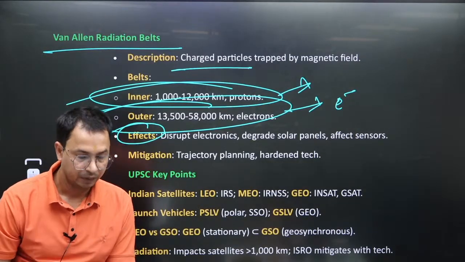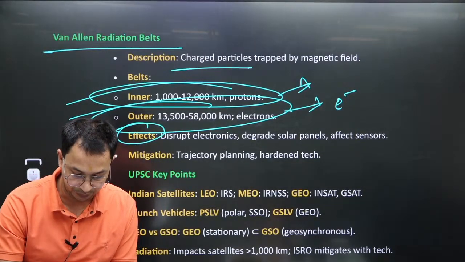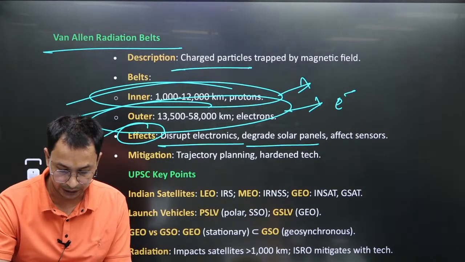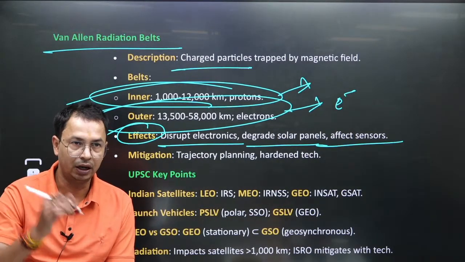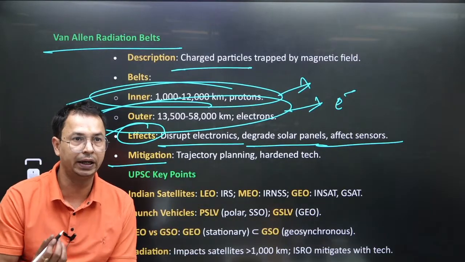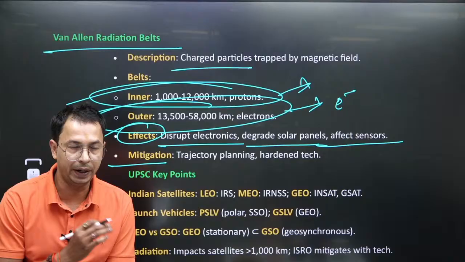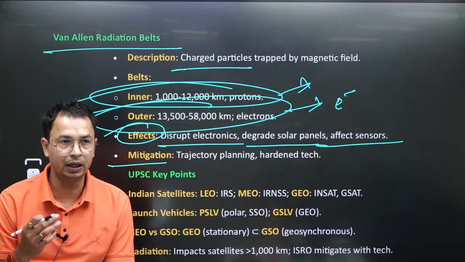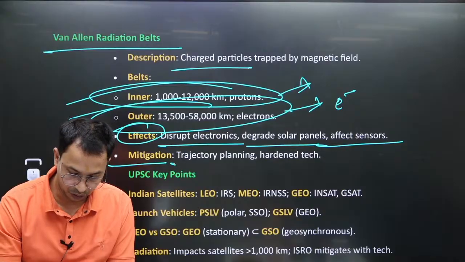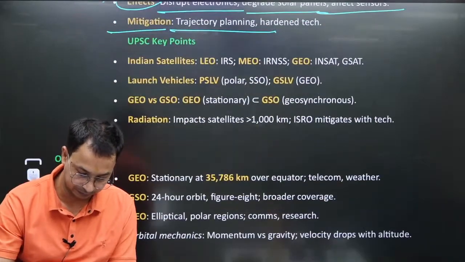And the effect of the Van Allen radiation belt is that it can disrupt the electronics, it can degrade the solar panel, and it can affect the sensors that are in the satellite. Then how can we mitigate this? We can mitigate the impact of these charged particles by using orbital shifting, or you can say trajectory planning.